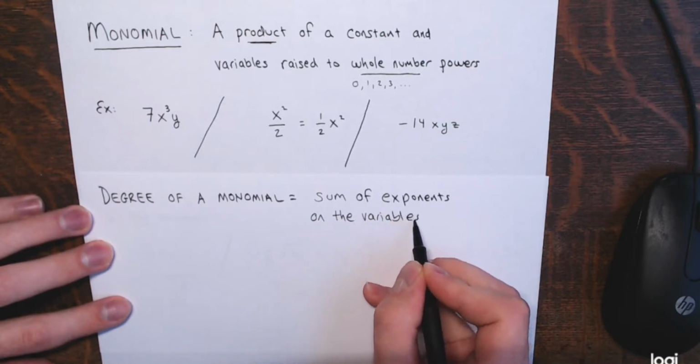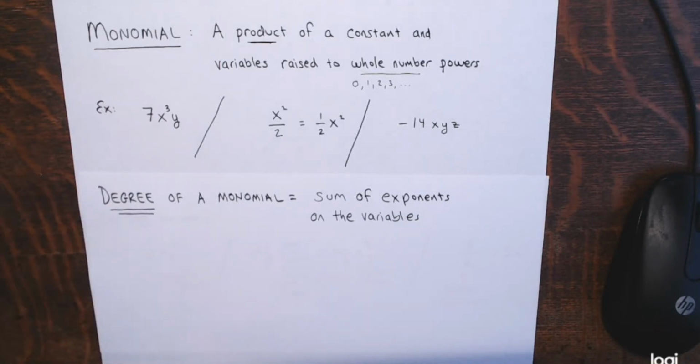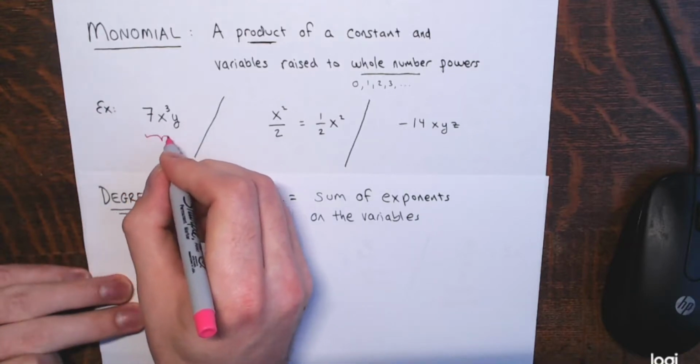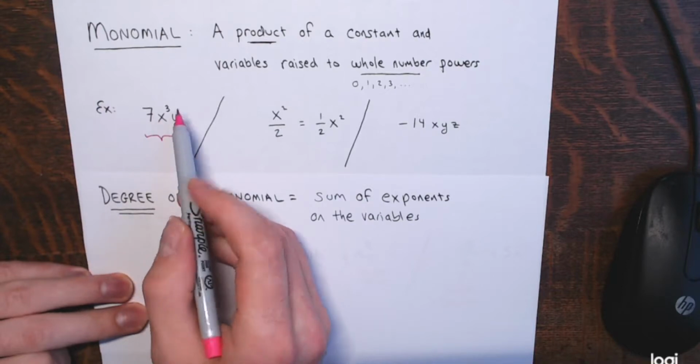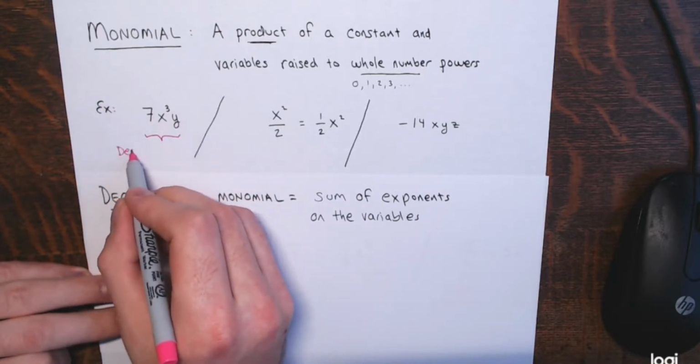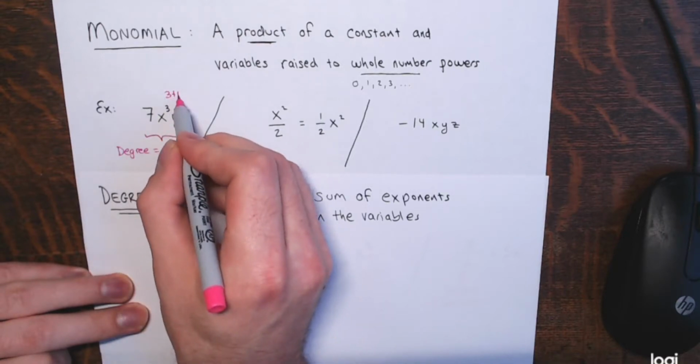Right, that's the degree. Right, so for example, this monomial that I first gave you, 7 times x cubed times y to the first, this would be degree 4, right? 3 plus 1, the sum of the powers.